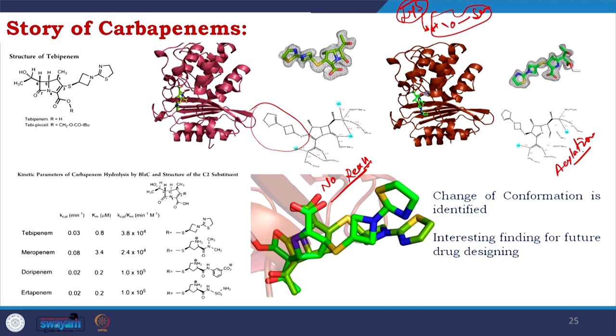So, that tells us we have identified the change of conformation. This is an interesting finding for future drug designing, because for a long time people wondered why those drugs behave differently with the C2 substitution when the C2 substitution has nothing to interact with the protein. Now, we see that upon the reaction there is a significant change of conformation, and this gives a platform for further investigation.